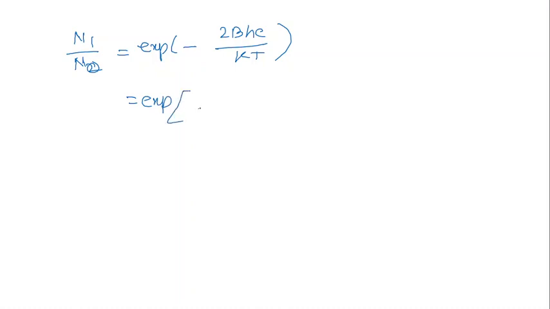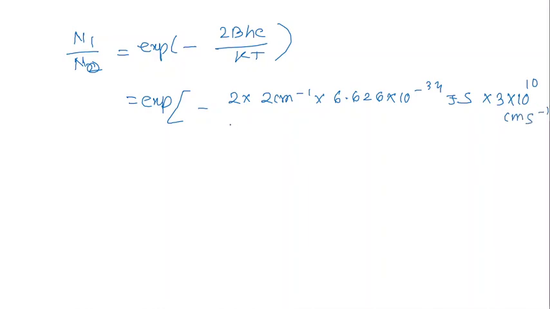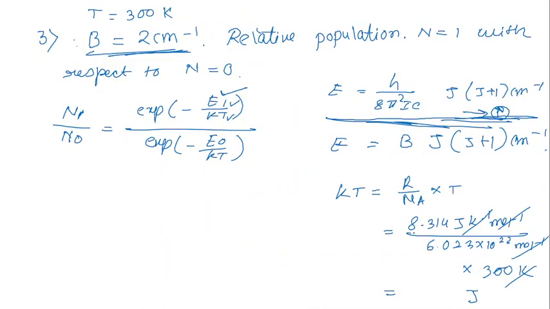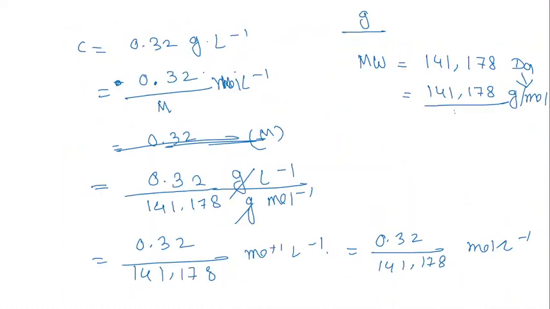Now we will put the values, carefully. 2 centimeter inverse. H is 6.626 into 10 to the minus 34 joule second. C is 3 into 10 to the 10 centimeter second inverse. Now the lower value, k equals R by Na. Here I saw R by Na, 8 point.